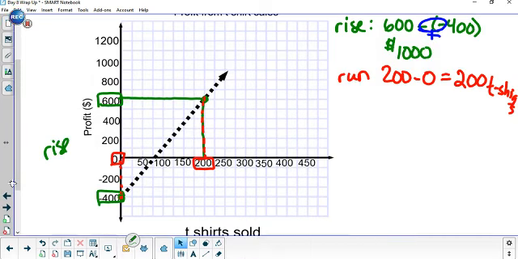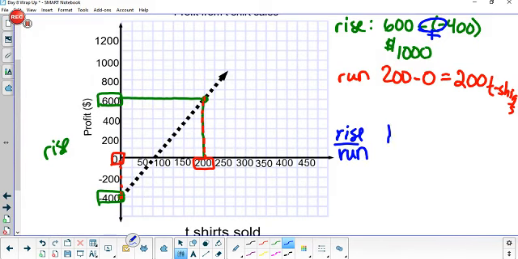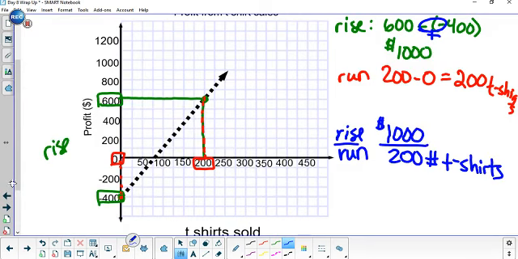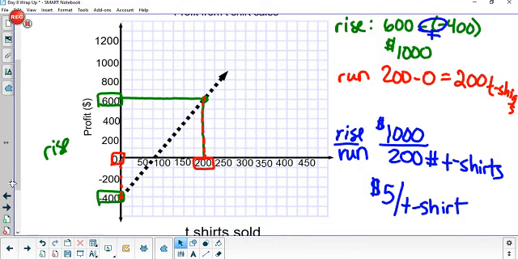So now we can do our rise over run to find our rate of change. Our rise was 1,000. Our run was 200. That was dollars, and this was number of T-shirts. So we get $5 per T-shirt. 1,000 divided by 200 is 5.